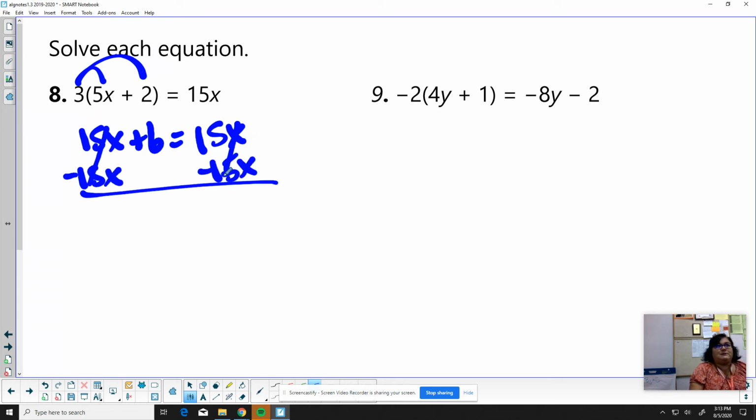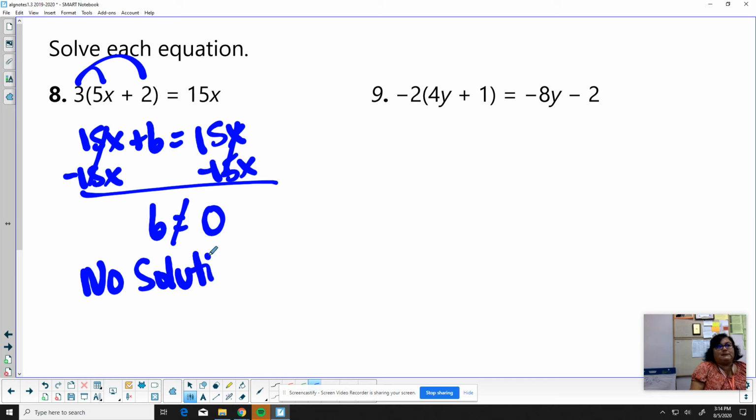Notice they both cancel. So I have 6 equals nothing. Well, the number for nothing is 0. Does 6 equal 0? No, 6 equals 6 and 0 equals 0. Those are not true. That's a false statement. So this is no solution.